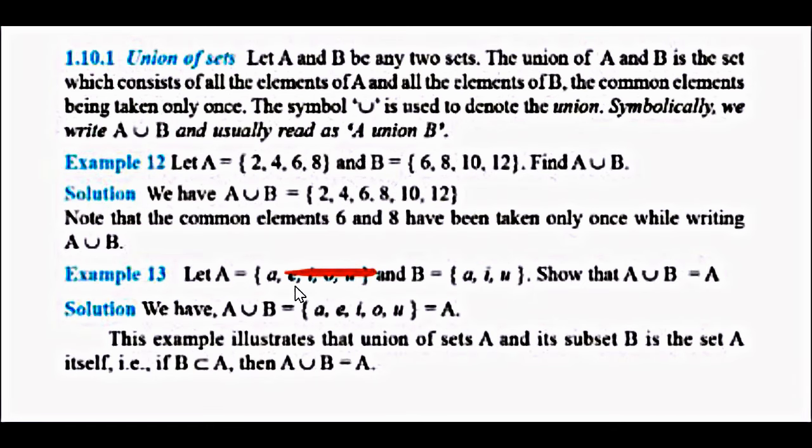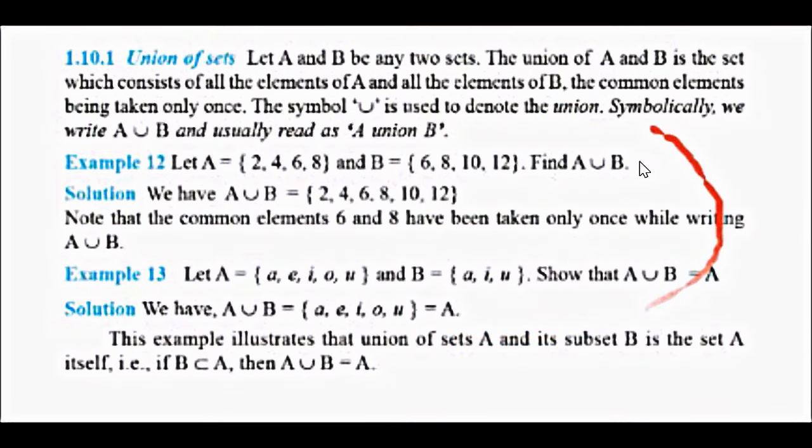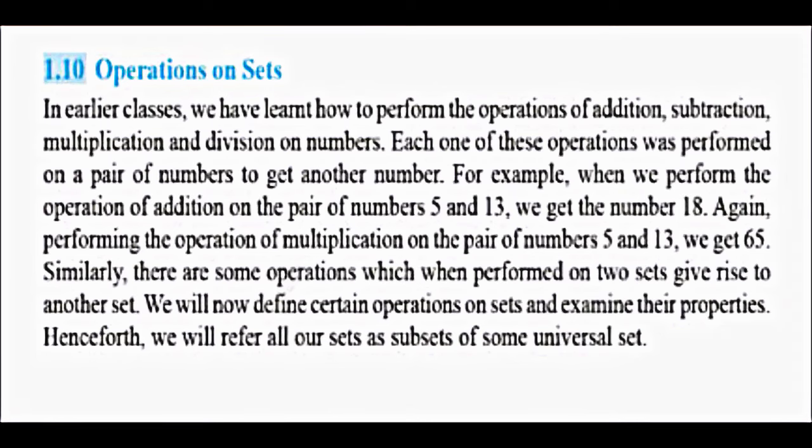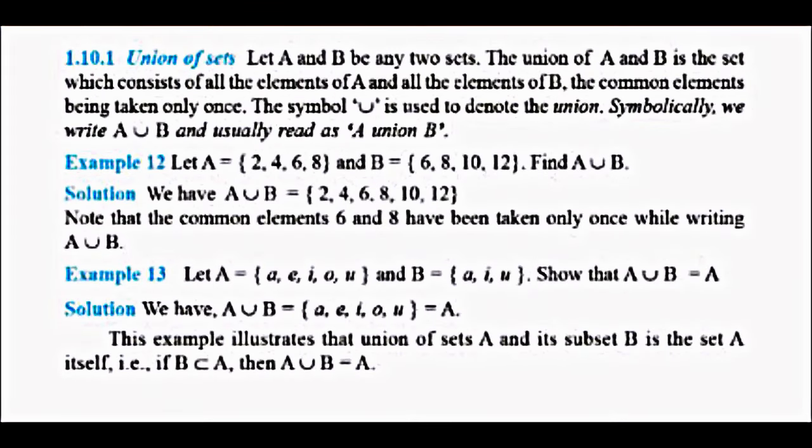We are taking all the elements of A and all the elements of B and putting them in the union. So if B is a subset of A, then A union B will always be A. That means if B is inside A and you combine A with B, A is going to be your ultimate answer. This is one of the operations we just saw.